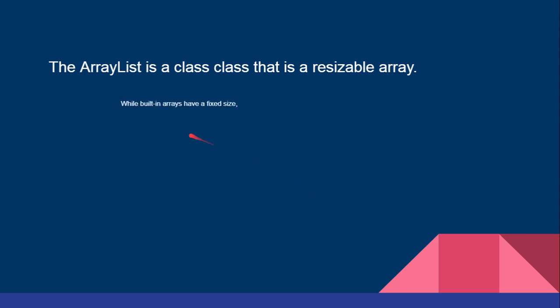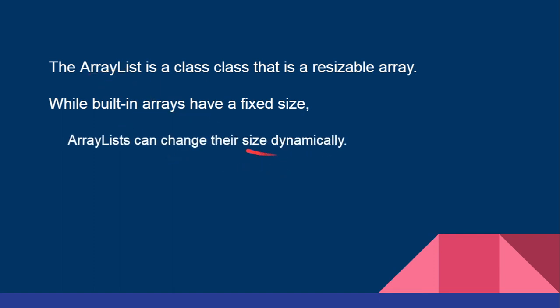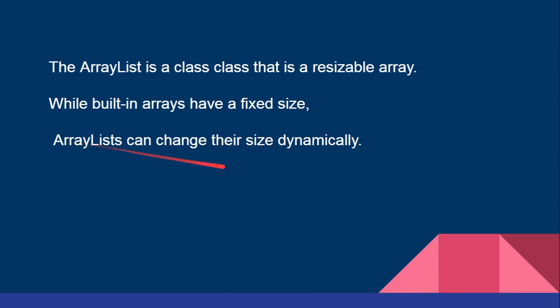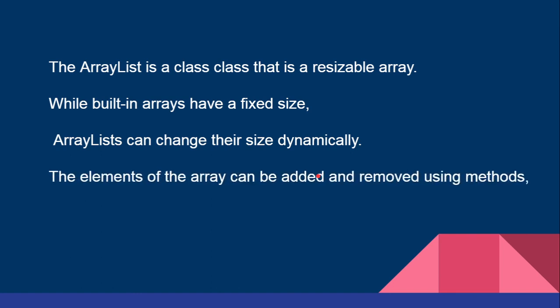Now let us see what is an array list. So array list is a class that is a resizable array. Here we can change the size of the array, that is called an array list. Built-in arrays have a fixed size, but array list can change its size dynamically. That means normal arrays have a fixed size as declared initially, but an array list can change its size dynamically. That means it can have more or less data as per the necessity.